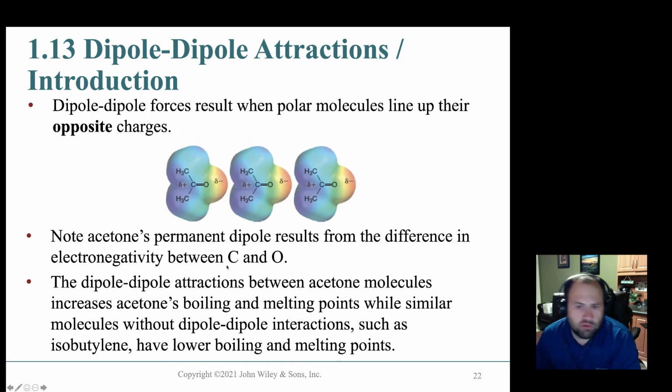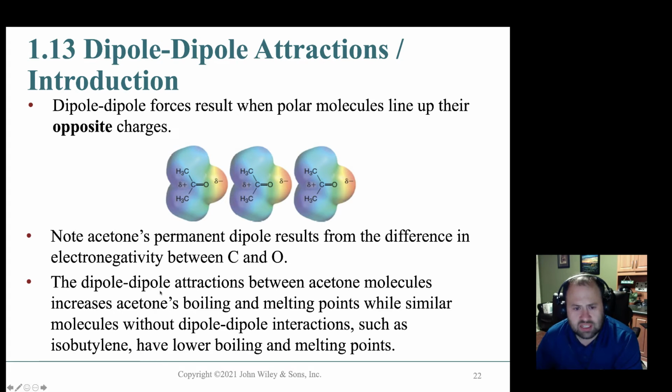So the dipole-dipole forces are specifically for polar molecules. If your molecule has a net dipole moment, then it can experience dipole-dipole interactions. If it does not, if it is nonpolar, then it cannot experience dipole-dipole forces. And what typically happens is there's an attraction then between the negative and positive ends of those dipoles.